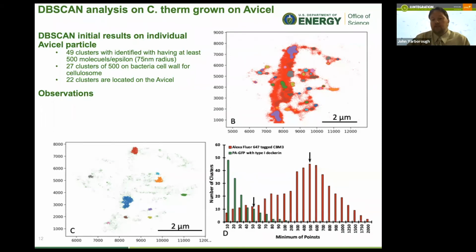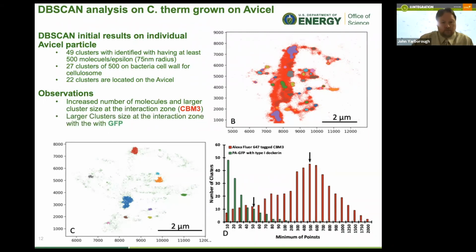And so this is what gives us the power. Here you can see that even at higher clustering, around 1,500 molecules per epsilon, we are still seeing about 10 clusters that we were able to identify, showing that these cellulosomes can be highly packed within the surface of the avicell as well as the bacterial cell wall. And so, like we said, we see an increased number in larger cluster size, interaction zones, and large clusters.